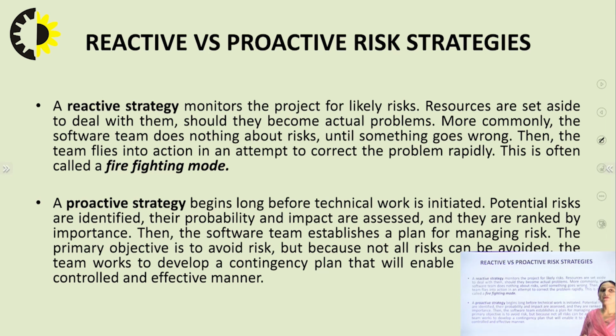Most commonly the software team does nothing about that particular risk until something goes wrong, right? That is why we are calling it a type of reactive strategy. Then the team flies into action in an attempt to correct the problem rapidly. So this is often called firefighting mode. Initially nothing has happened, but until and unless something goes wrong, only then does the team come into action. Now what is a proactive strategy?